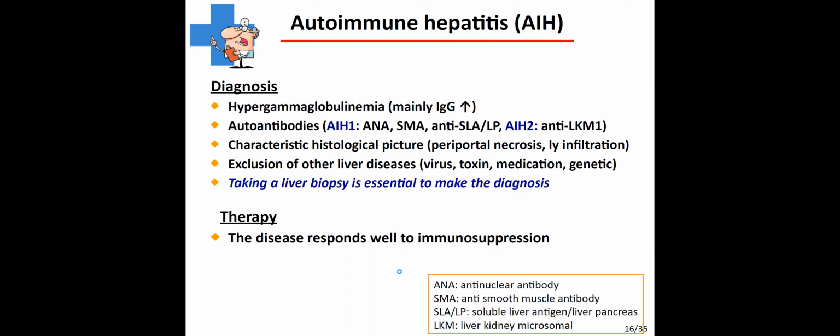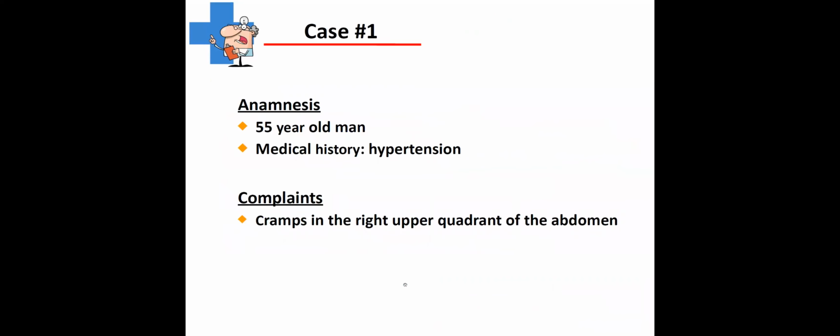There is also a very characteristic histological picture. This is why, if somebody is suffering from autoimmune hepatitis, a biopsy should be taken immediately. We also have to exclude other liver diseases, viruses, toxins, and other medication as well. This is why I said liver biopsy is essential to make the diagnosis. And we usually treat with immune suppression. This is what we have to use.